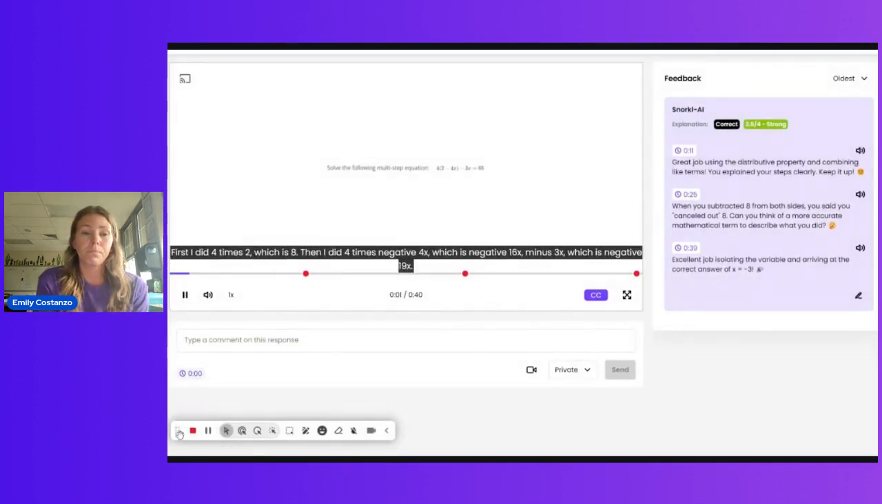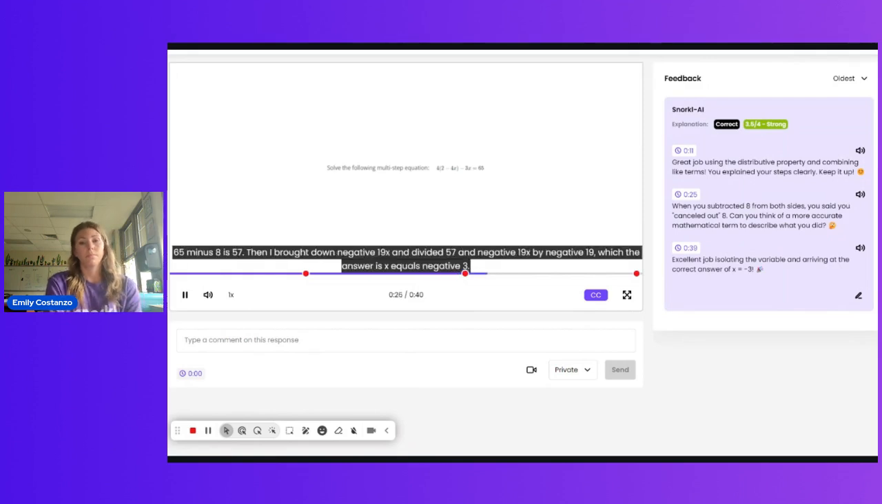First, I did 4 times 2, which is 8. Then I did 4 times negative 4x, which is negative 16x, minus 3x, which is negative 19x. Then I put a line in between the equation, or equal sign, and then I canceled out 8 and put negative 8 on both sides. 65 minus 8 is 57. Then I brought down negative 19x and divided 57 and negative 19x by negative 19, which the answer is x equals negative 3.